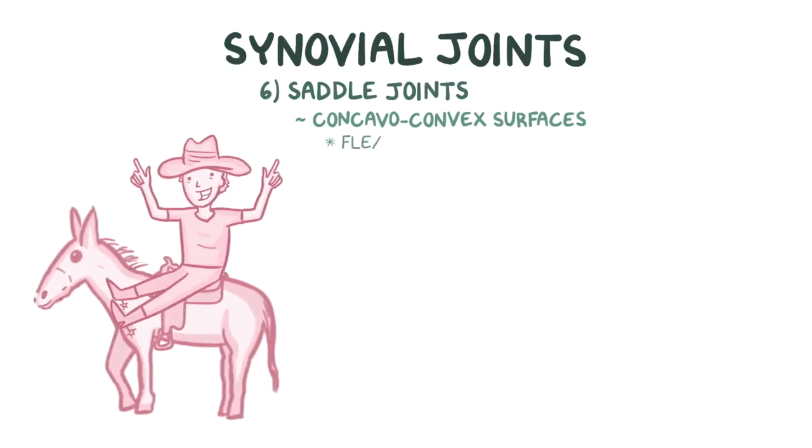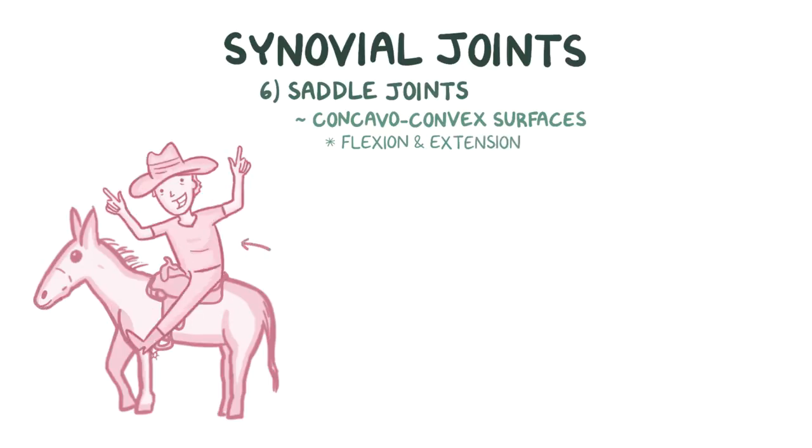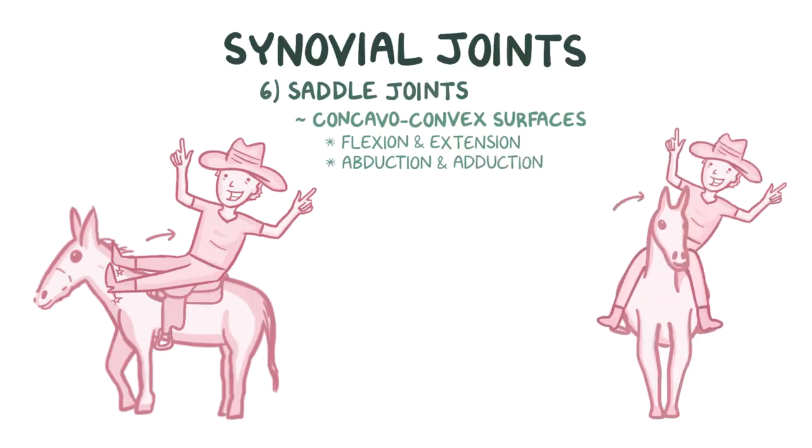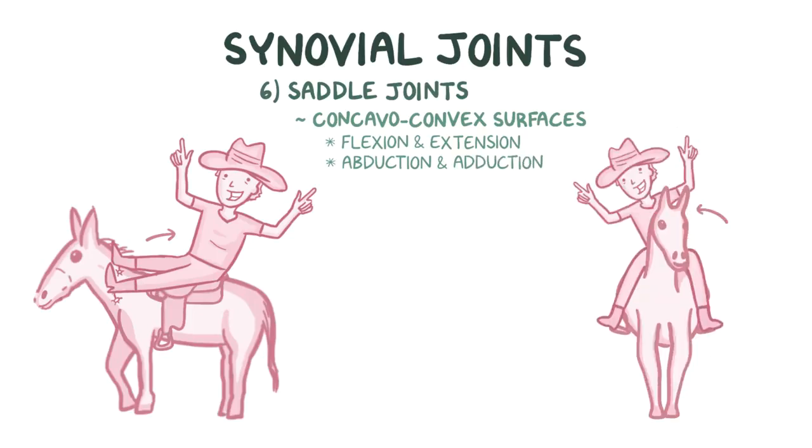Saddle joints allow for flexion extension, which is where the cowboy leans forward or backward, as well as abduction adduction, which is where the cowboy tilts to the right or left of the horse. Unlike the condyloid joint, the saddle joint allows for some rotation, but much less than the ball and socket joint.